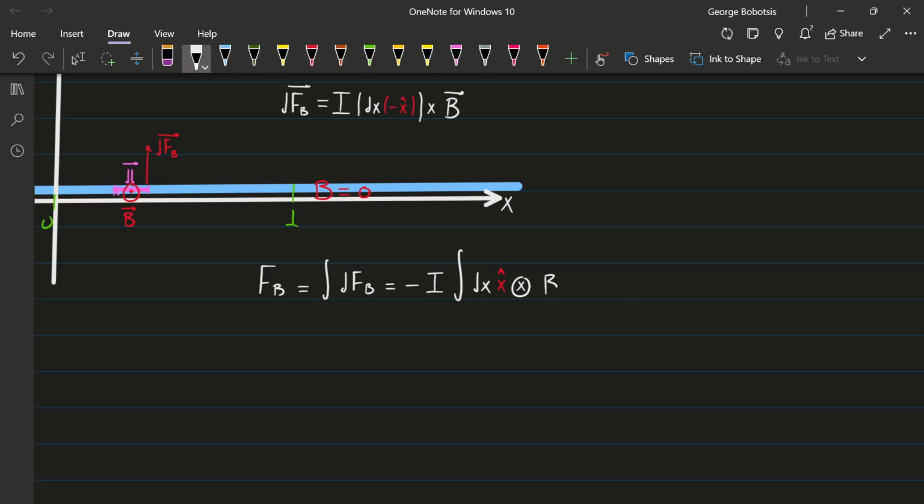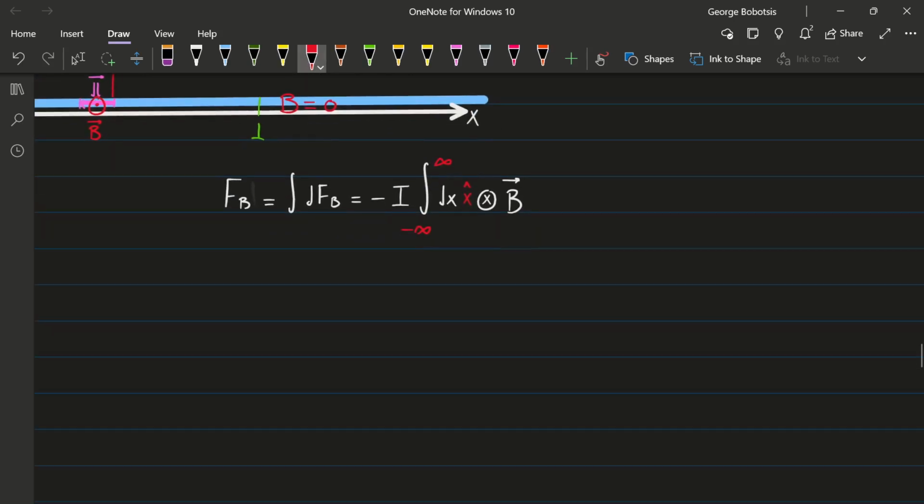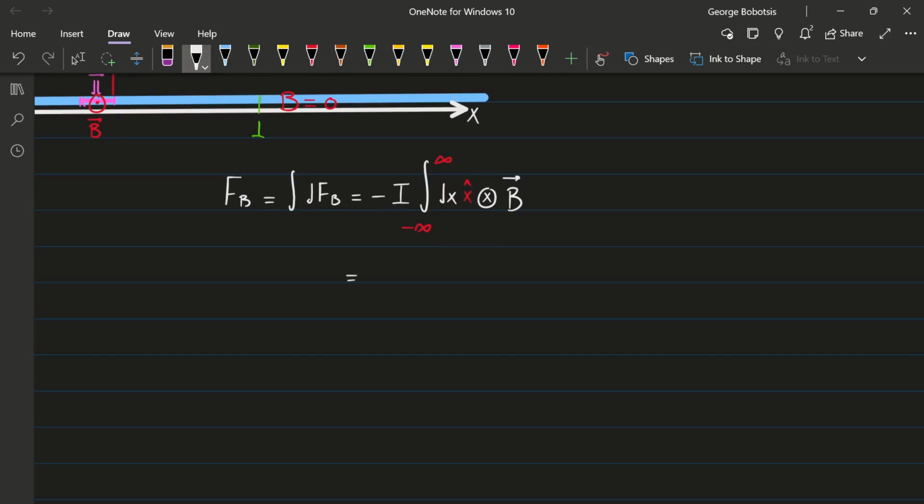Crossed again with the magnetic field. But you see the magnetic field, sorry, I need to be careful here. This integral, guys, would take place from negative infinity to infinity, by the way, since the wire is infinite. But there's a catch. The magnetic field for certain intervals is gone. For example, from here to here, you don't have a magnetic field. You remember, it's 0 before 0.